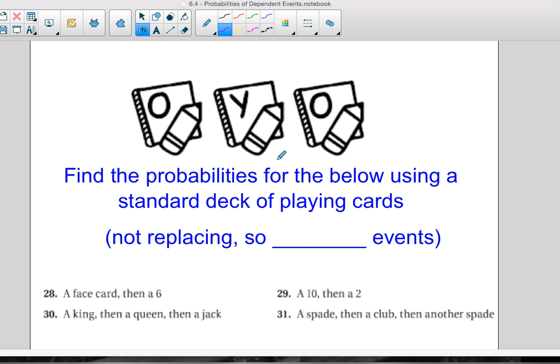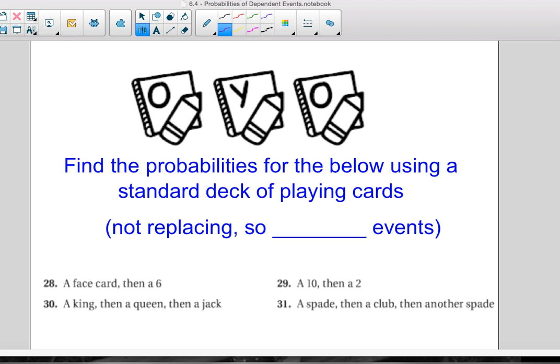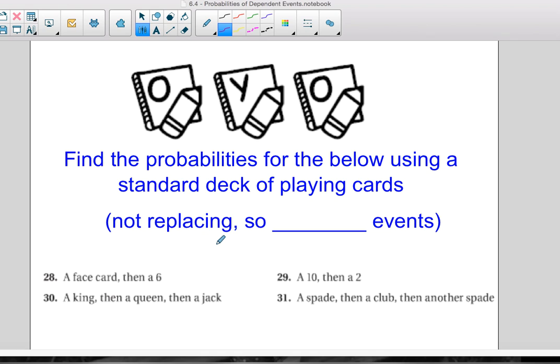All right, so on your own, you can pause the video after you read it, but you have 4 questions here. These are all based on a standard deck of playing cards. You're not replacing the cards, right? So you can think about it, they are dependent. If you're not putting the card back, that means the probability of one is affecting the other. So go ahead and pause the video, and then when you're done, you can resume it and then check your answers.